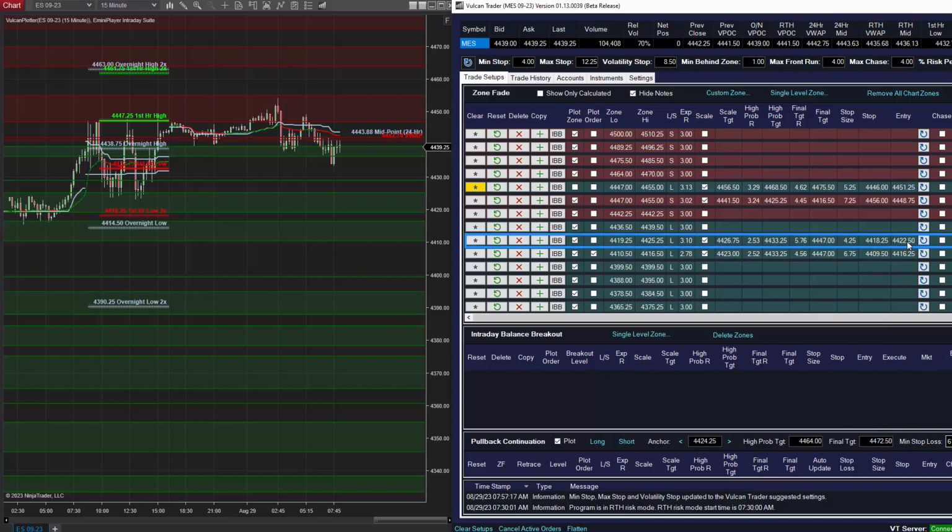So 22 half would give us 3R at initial support, and 15.75 would give us 3R off the intraday bias confirming zone. I'm also going to set up a copy of that initial support zone and see what it looks like if I daisy chain these two zones. So I'm going to set the stop at 15 half.